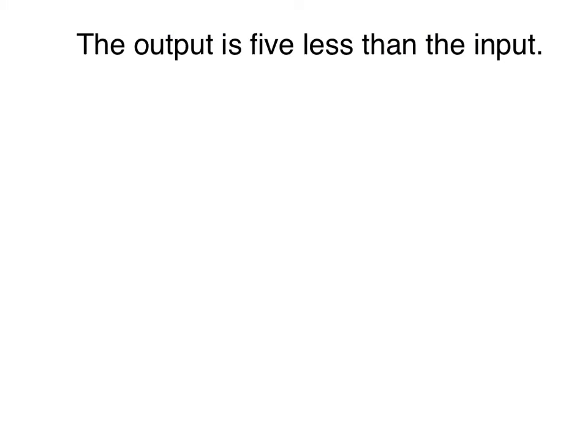So let's take a look at an example. Here we have the output is 5 less than the input. Recall the output will be our range and the input will be our domain. The word is will tell us where the equal sign will go in our equation. For this example, let's use y to represent the output. 5 less than indicates that we're doing subtraction. So 5 less than the input would be x minus 5.